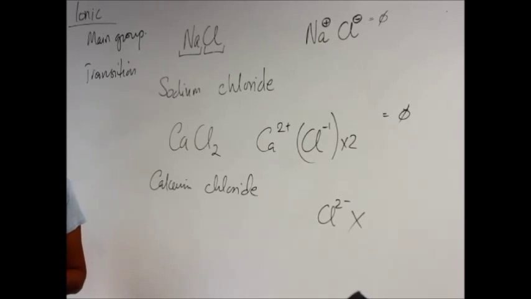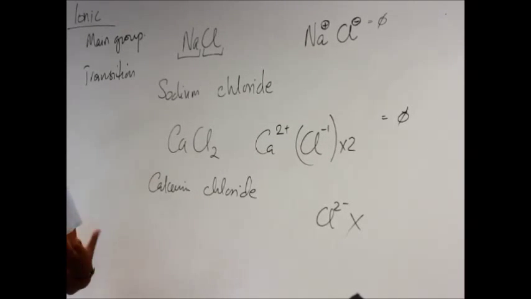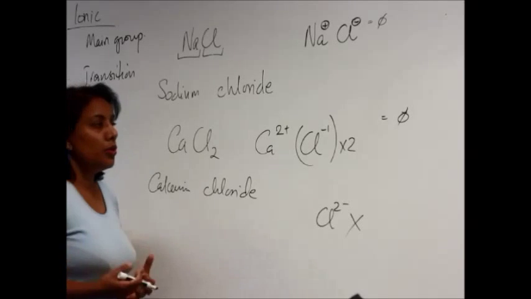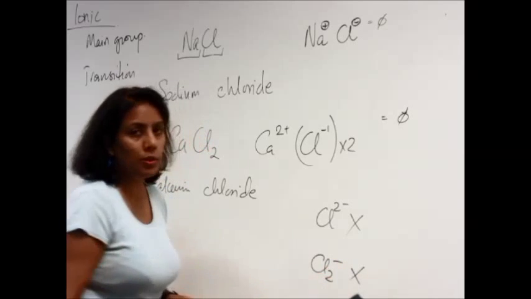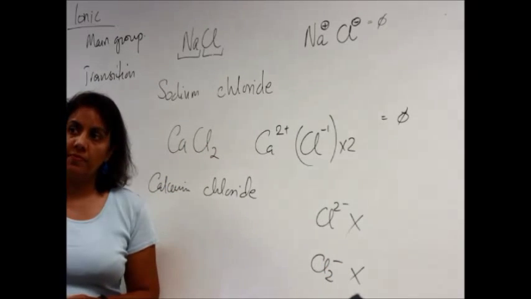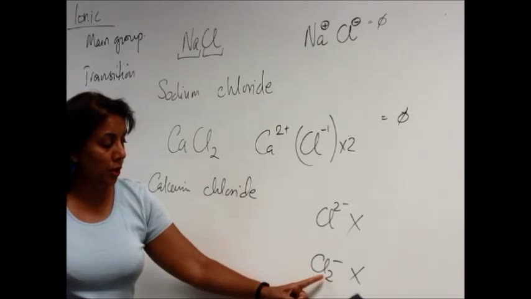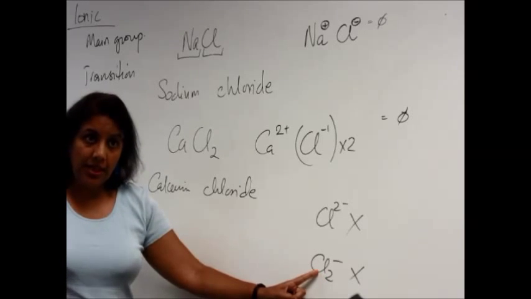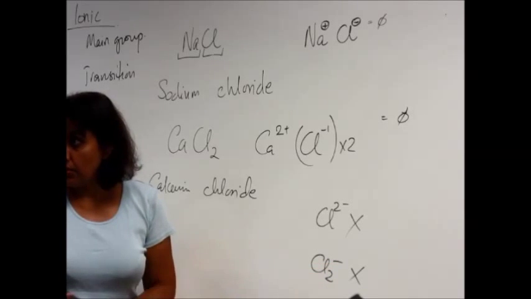Good? The language of chemistry is really important, so please, don't mess up anything. For example, I would also never write something like this. That's not possible either, okay? Because this shows me that I have 2 chlorines that are combined together and they both have a negative charge, but that doesn't exist, okay?